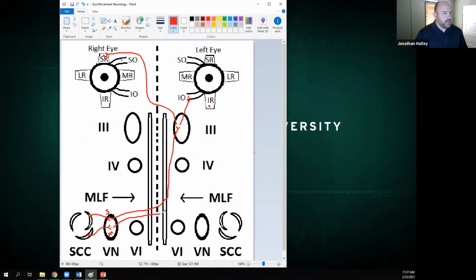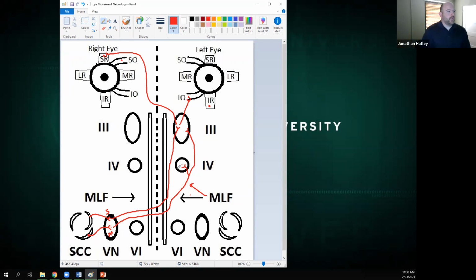This one's also going to decussate, and it's going to utilize the MLF, but for ease of drawing purposes, I'll try to keep it kind of on the outside here. But just know that it's utilizing the MLF, and I'll draw a red arrow from here to demonstrate this. It's going to have a couple of branches. The first branch is going to come off here and innervate the trochlear nucleus. The second branch is going to continue on up and innervate the oculomotor nucleus.